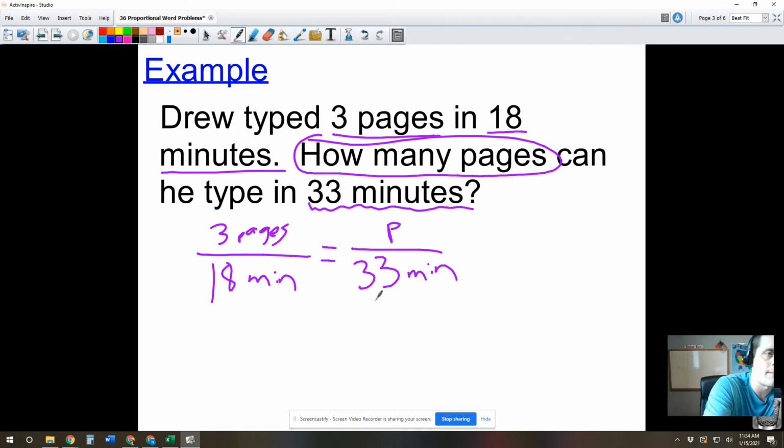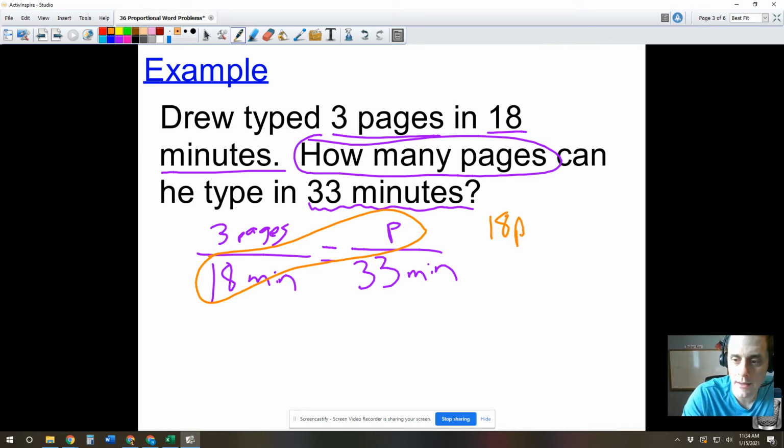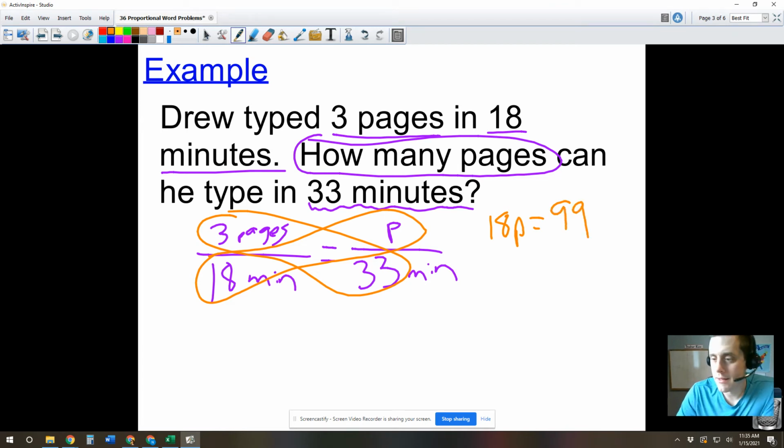Proportion is all set up. Let's go ahead and solve this. I'm cross multiplying, starting with the variable: 18 times p is 18p. Bringing over our equal sign, my other diagonal, 3 times 33, use a calculator if you need to. You should get 99. Next step, solve for p.